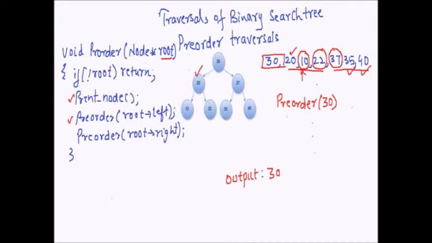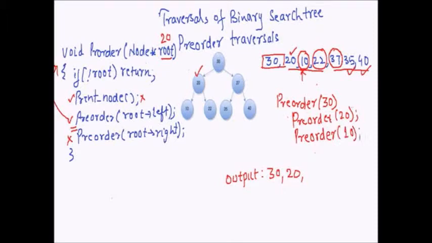It is 20. Without executing this step, we'll go back to the initial call of the function, but now the root will change to 20. Is root null now? No, it is not. So we'll again print root 20 and the output will become 20. Now the next step will be executed. Again the preorder function will be called with root's left child, and the root's left child now is 10. Now preorder will be called with node 10.